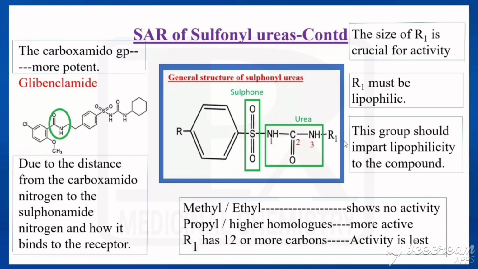Now already we have seen this R1, that should also be lipophilic, because that is imparting lipophilicity to the whole compound. Okay, in the place of R1, if it is methyl or ethyl, that is not active, and if it is propyl or higher homologs, that would be more active. If the R1 has 12 or more carbons, it is not having activity.